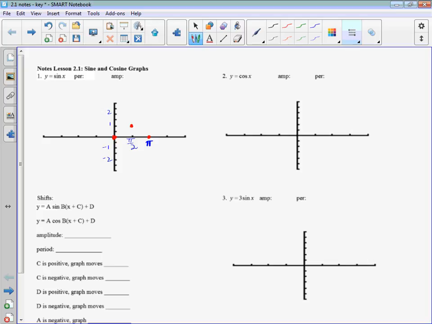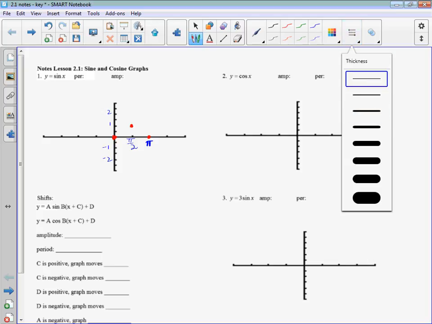All right, we're still working our way around the circle. What do you think my next tick mark is going to be? Yep, 3 pi over 2.